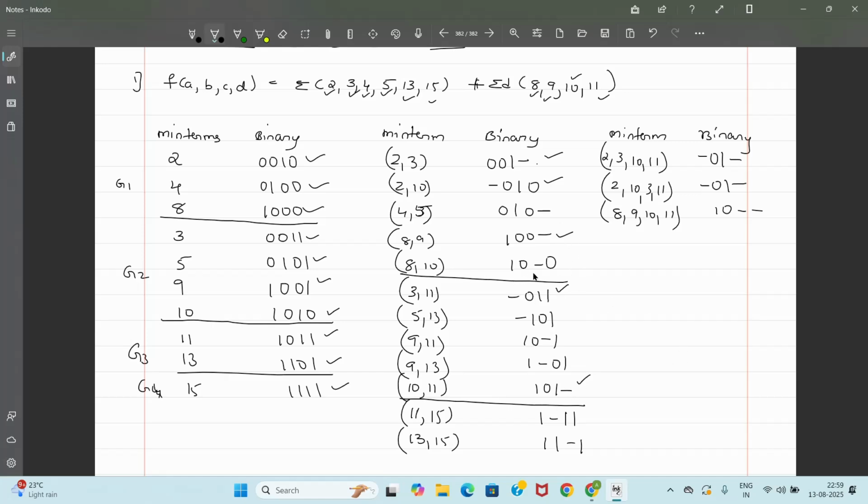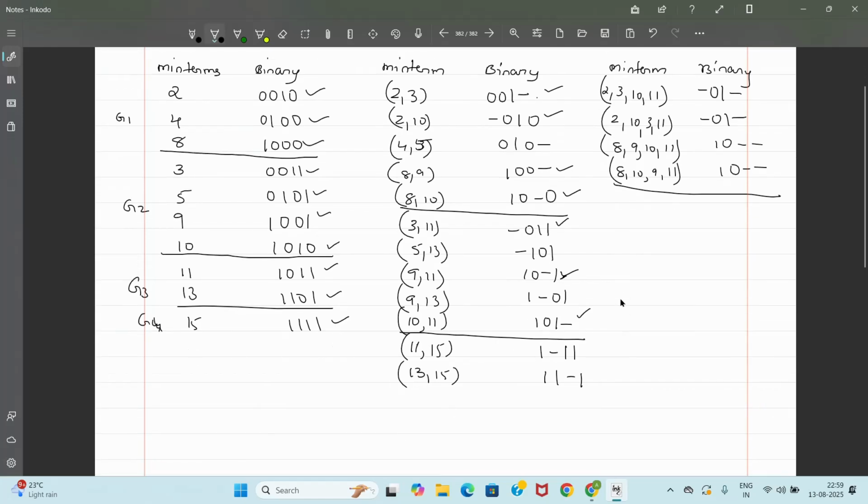Next is this 8, 10 can be compared with this number 9, 11 and you can group it. So 8, 10, 9, 11. You will get the answer like this. So 8, 10 and 9, 11 are done. So all the values are covered. So close this group. Next you compare the second and the third one.